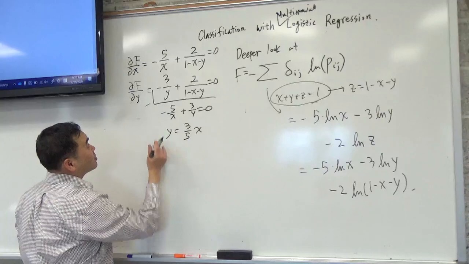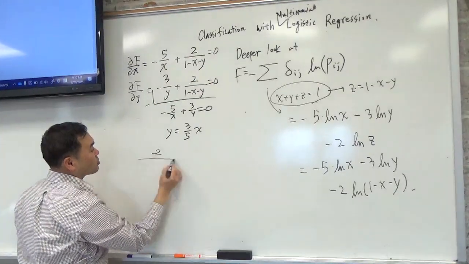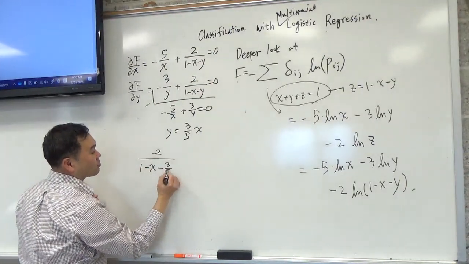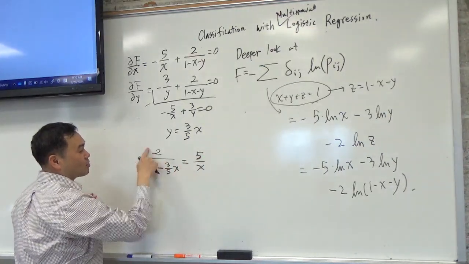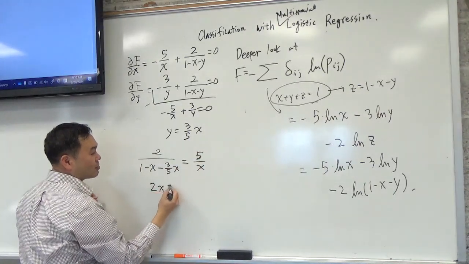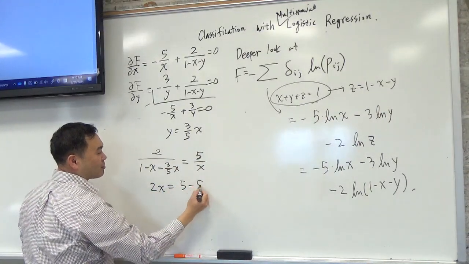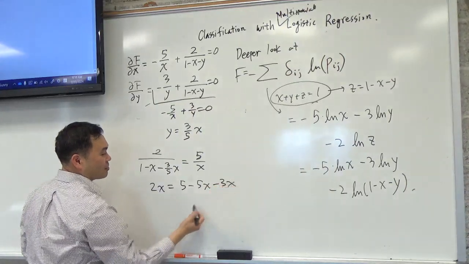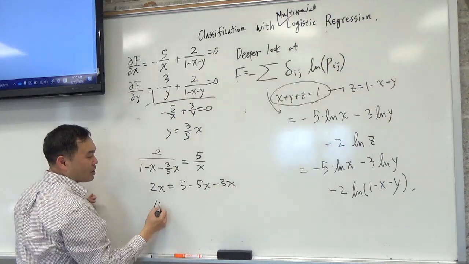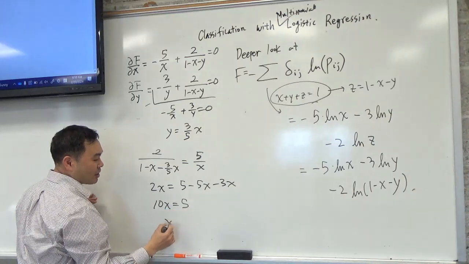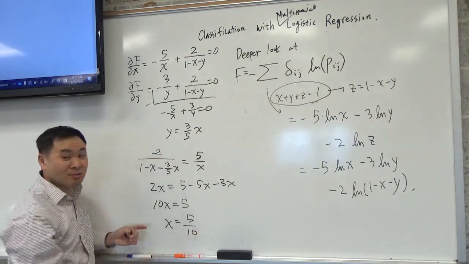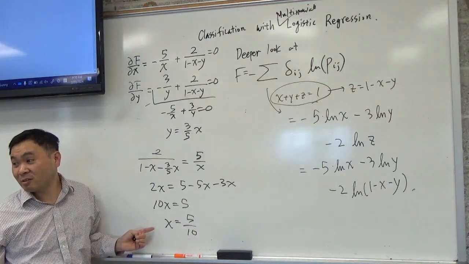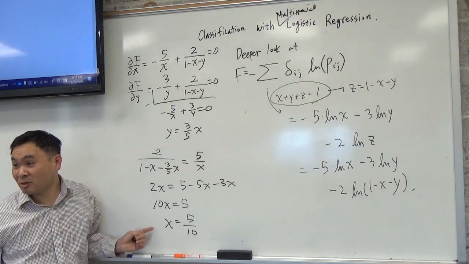Okay? So you have, move this to the other side, and you have 2 over 1 minus x minus 3 over 5x equals 5 over x. Cross multiply, you have 2x equals 5 minus 5x minus 3x. Okay, move everything to the other side, you get 10x equals 5. So what's x? 5 out of 10. Is this the value we want? Yes, that's the value we want, right? Is that okay?